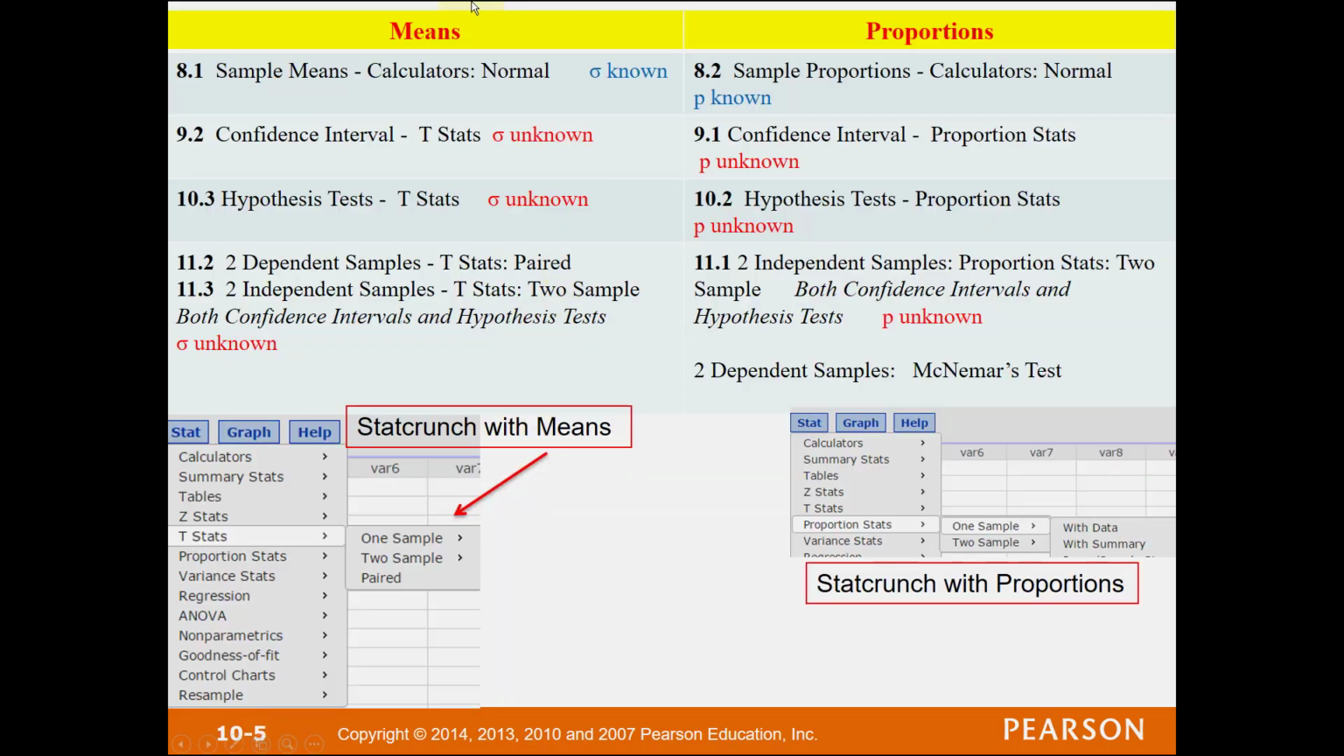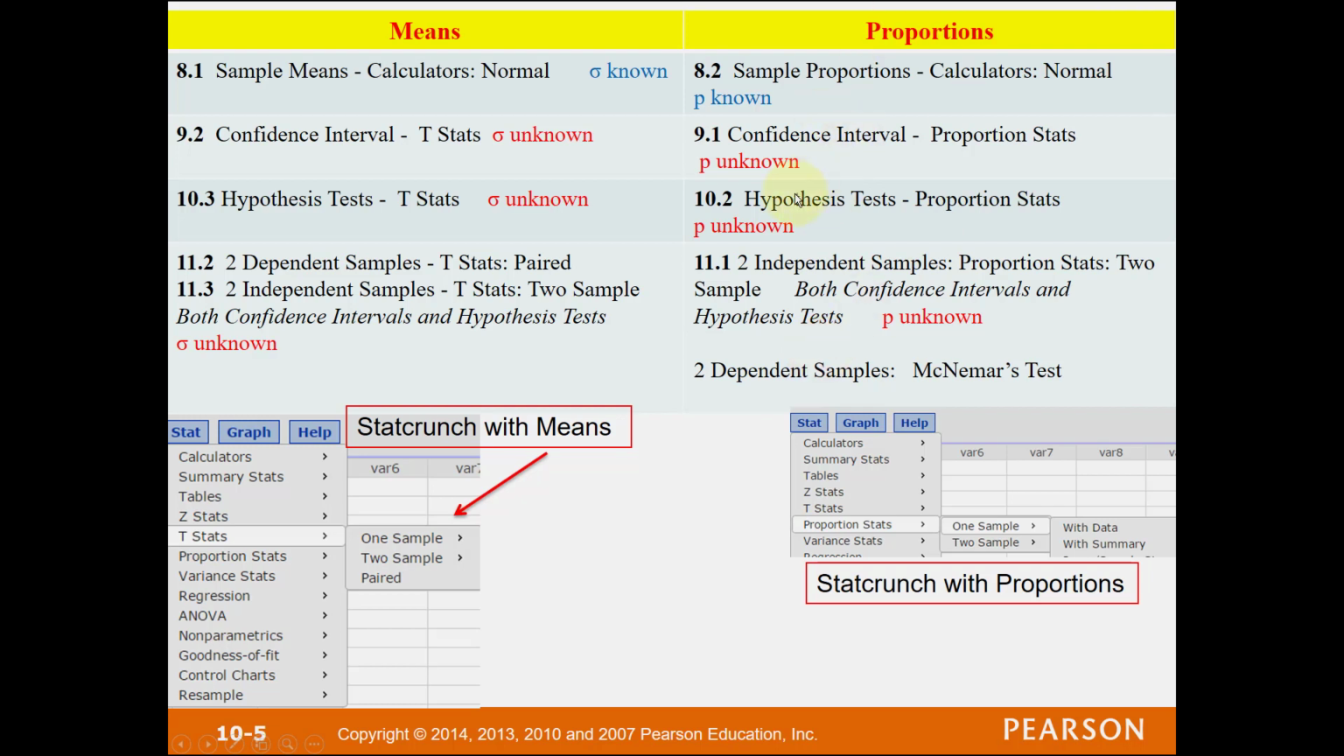Now, this slide just shows what we're doing with StatCrunch throughout chapters 8, 9, 10, and 11. In 8.1, we were using the normal calculator. In 8.2, we were using a normal calculator as well. The reason we weren't using the t-distribution in 8.1 is because we had sigma given. The only reason you switch to the t-distribution is when sigma is unknown and you're working with means. But let's focus on proportions right now.